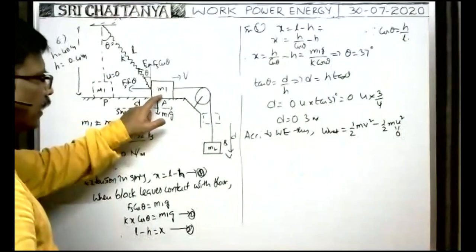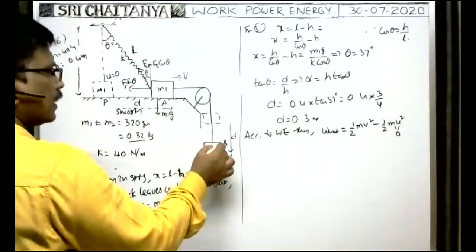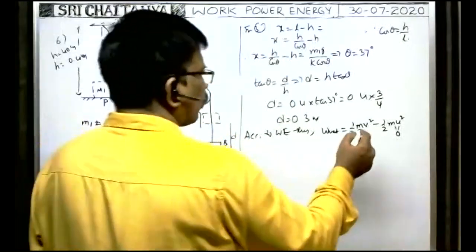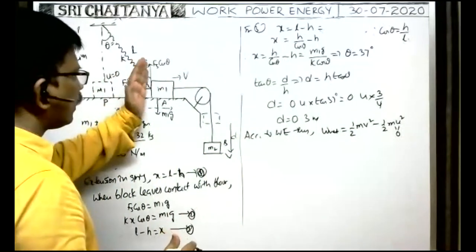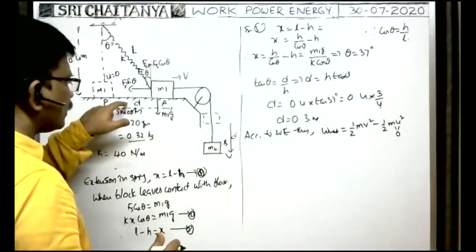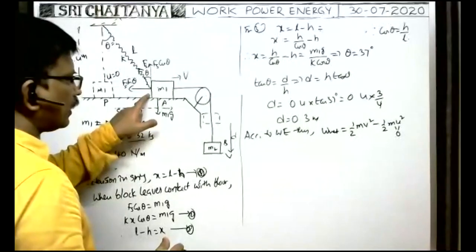But whenever the block is here, the kinetic energy of the block is equal to this one. At the same time, this also acquires kinetic energy. That's why we have to write the total kinetic energy. When the block displaces in this direction, as it is smooth, no work is done by friction. No work done by friction.